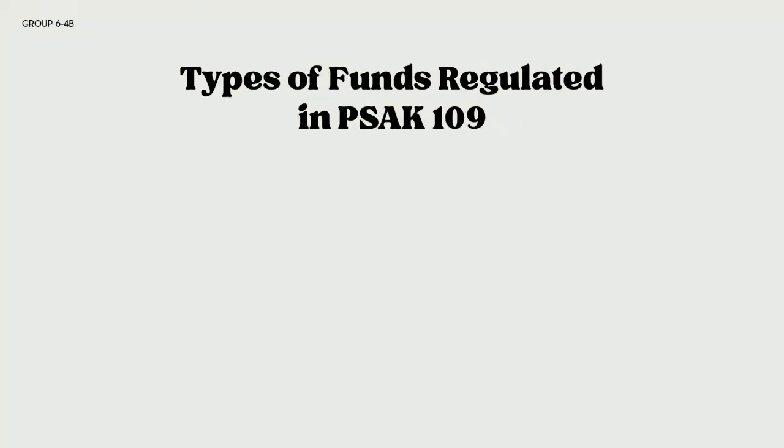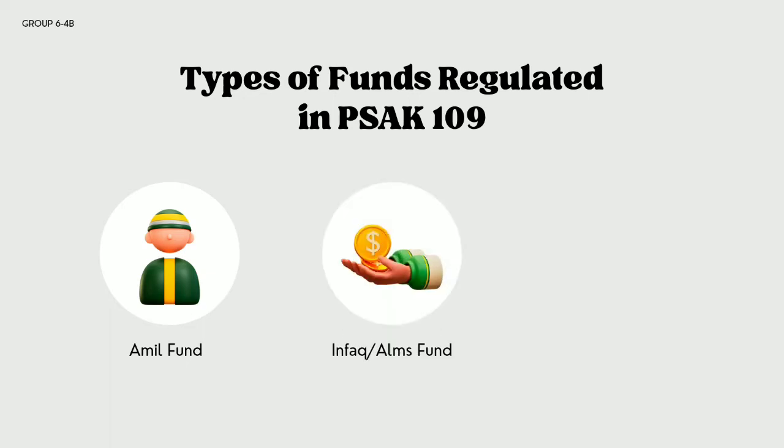Topic number 7 is types of funds regulated in PSAK number 109. Point 1 is Amil fund, namely the Amil share of zakat and infak or alms funds and other funds designated by the giver for Amil. Amil funds are used for the management of Amil. Point number 2 is infak or alms fund, namely fund originating from the government infak or alms fund. Point number 3 is zakat fund, namely funds originating from zakat receipts.